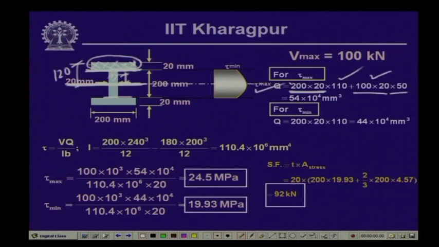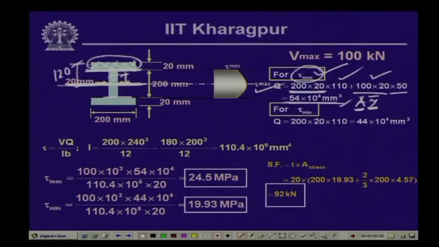So, Q for the first part, that means for this particular section where the shearing stress is maximum, so for tau max this is the value of Q, and if you compute this, it comes to 54 into 10 to the power 4 millimeter cube. Now, this Q is A y bar. The unit of A is millimeter square and y bar is millimeter, hence this is millimeter cube.